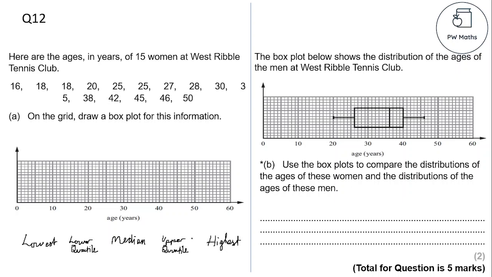Now the lowest and highest is not that difficult to find. There it is. 16 is the lowest, the youngest person, and the highest, the oldest person, is 50 at West Ribble Tennis Club. I'm just going to rewrite this. The computer's done something a little bit mad. It should be 35 there. I don't know why it's done that. It's just a bit of formatting on the computer.